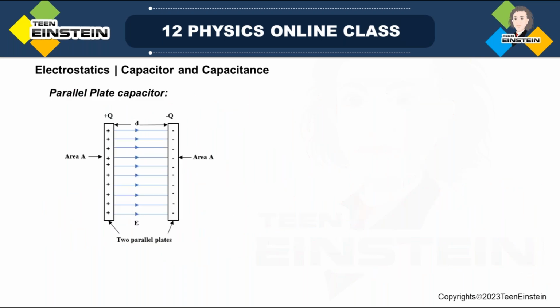Okay, now today we'll start a little bit about parallel plate capacitor. So what is a parallel plate capacitor? If you have two identical conducting plates, as you see here, this is a conducting plate and this is another conducting plate. They are of the same dimension, same size.